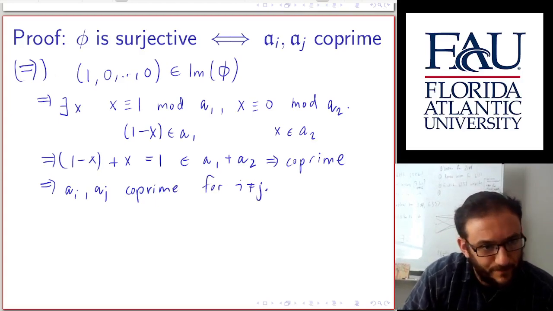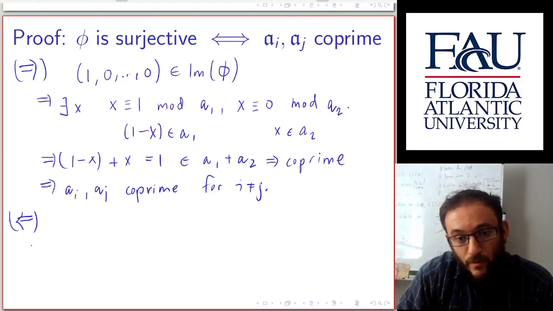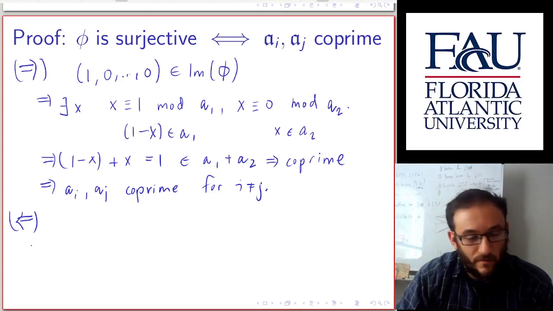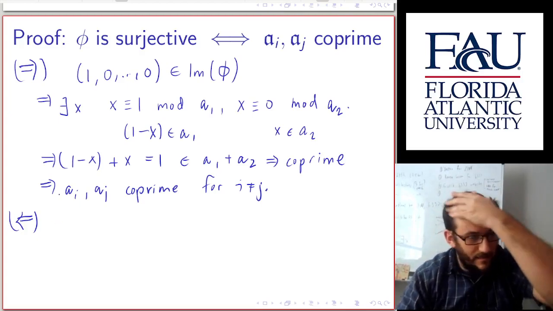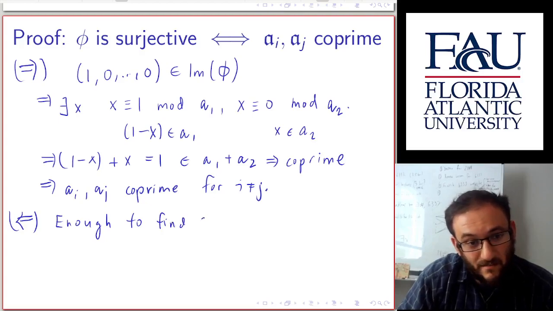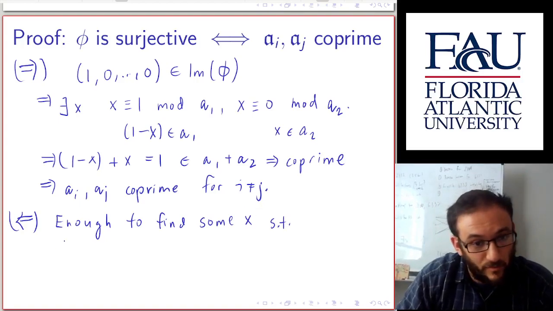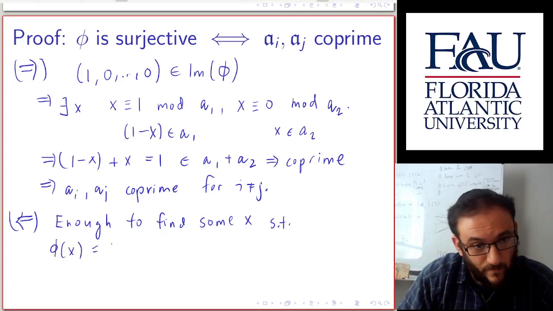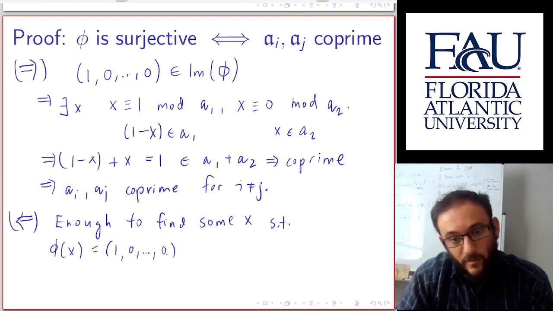Okay, how about in the other direction? So here we're going to suppose that all of the pairs of ideals are coprime, and we want to show that every element is in the image of the map phi. So it'll be enough to find some x such that phi of x is equal to the 1, 0, 0 point that we had before. Okay, because by symmetry, if you have one of these for each coordinate, you'll be able to generate any point just by scaling.